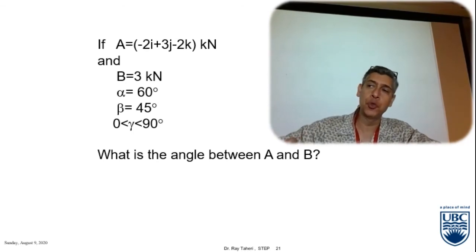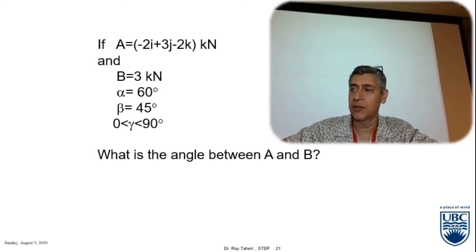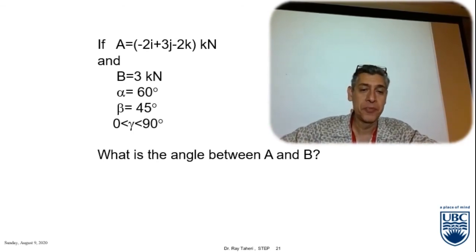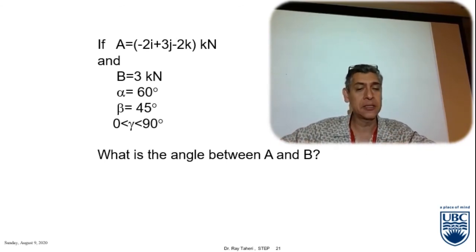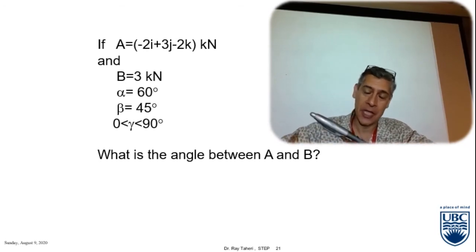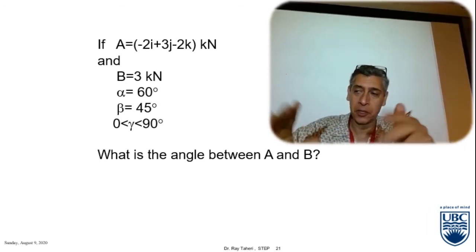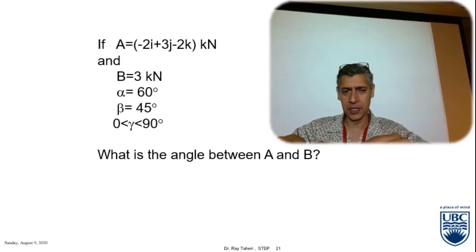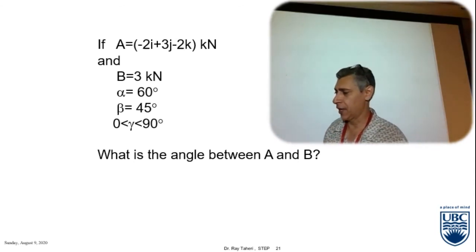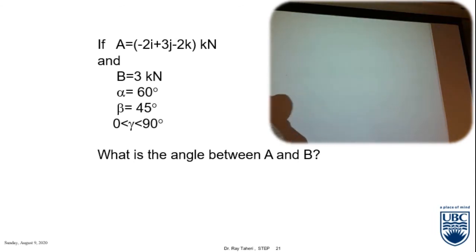The problem is given two vectors, vector A in the form of Cartesian components, and vector B in the form of a magnitude and two angles. The third angle is defined between 0 to 90 degrees. And the question is asking what is the angle between these two vectors. So I need to go over to the board to write this question down.